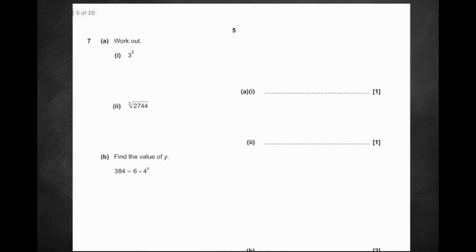Question number 7. Work out 3 to the power 5. Now we have a calculator, but I'll do it separately just for completeness. So that would be 3 times 3 times 3 times 3 times 3. So 3 times 3 is 9, times 3 again is 27, times 3 again is 81, times 3 again is 243. And I will just check that on my calculator. 3 to the power 5, 243.